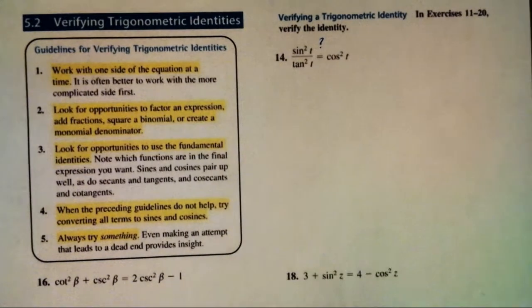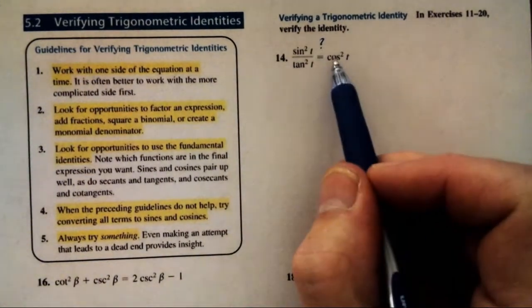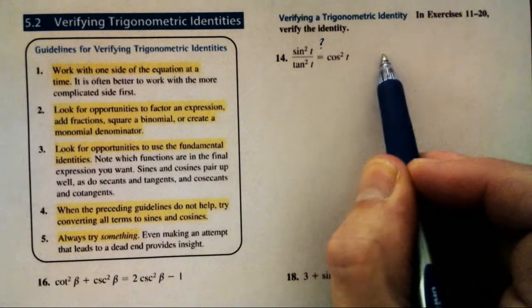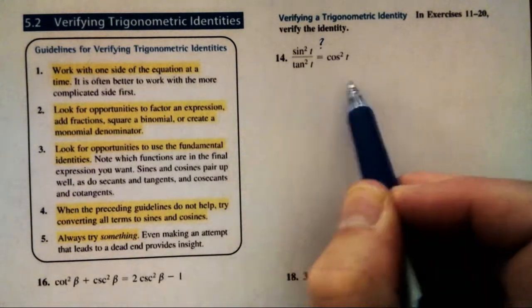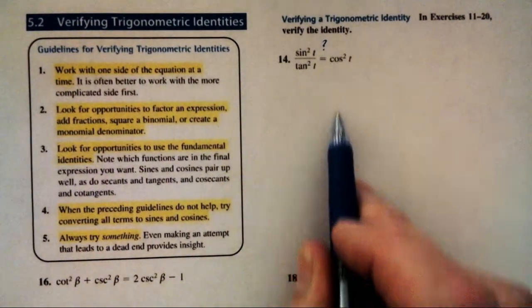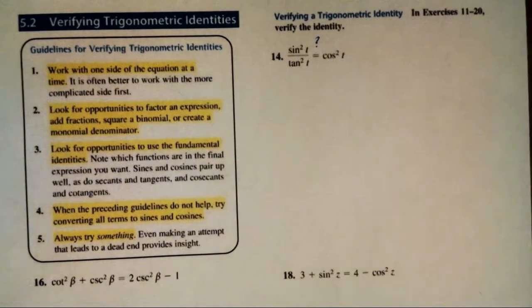That's important. Another thing that I'm really picky about, we're not going to take cosine squared and expand it this way, this equals this equals this equals this equals this. It's always going to be in columns. The left side stays on the left. The right side stays on the right. And then we can use our trigonometric identities to try to simplify things.